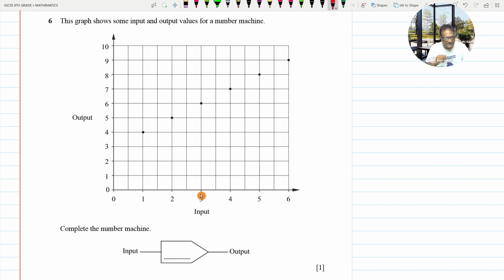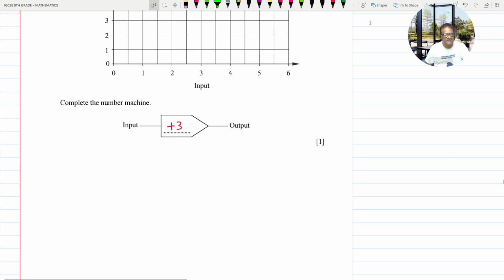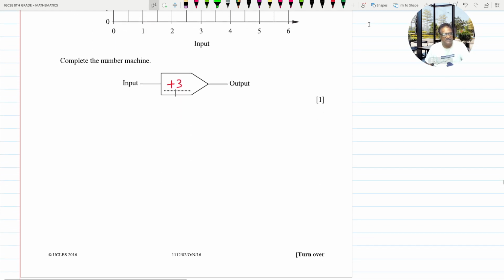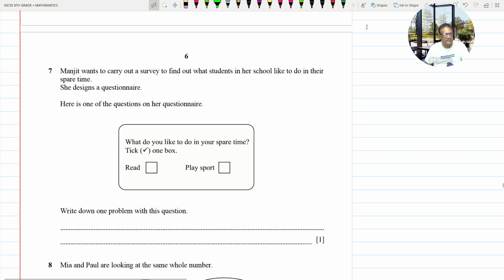Again for 3, the output is 6. 3 plus 3 is 6. Okay, so for all the points you can see that plus 3 is the task that the machine is doing. So you can write that plus 3 in the center of this machine. That was question number 6.